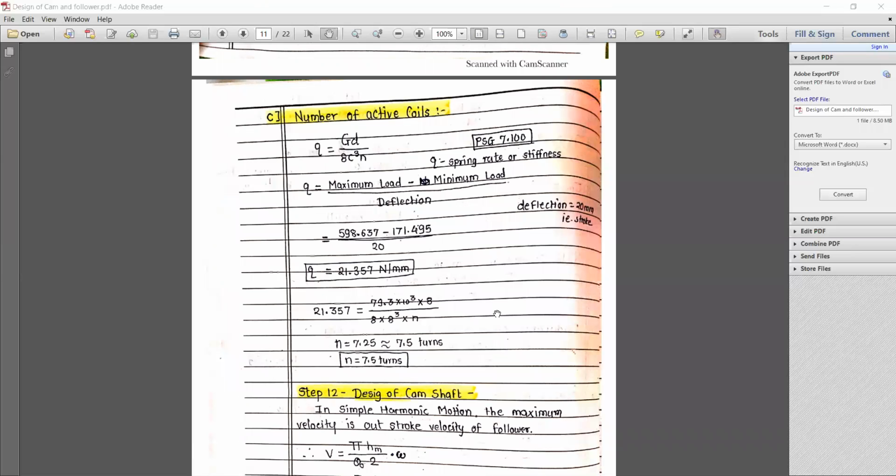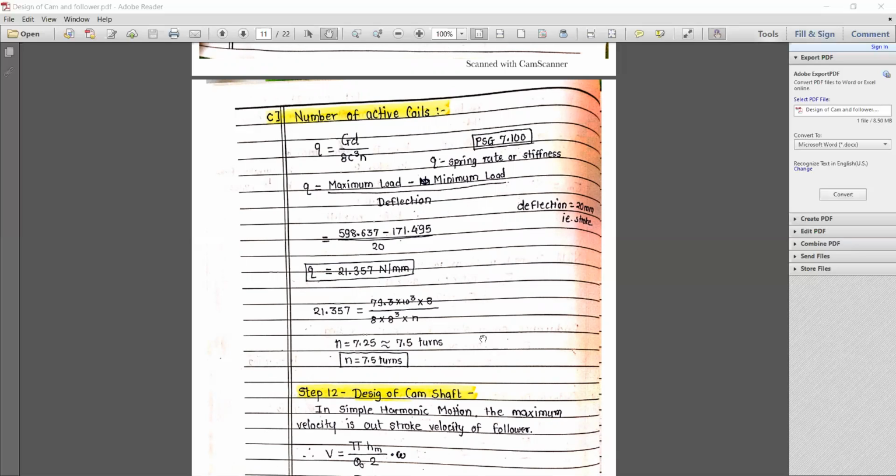Now the number of active coils we need to calculate. Q is equal to G d divided by 8 C cube into N. Q is nothing but the spring rate, or you can say stiffness. So how can we calculate stiffness? That is load divided by deflection: maximum load minus minimum load, divided by deflection. That deflection is nothing but 20 mm, which is called the stroke. So putting all the values, what do we get? Q is equal to 21.357 Newton per mm square.